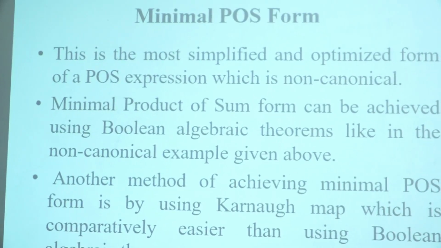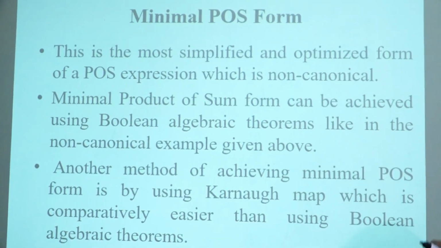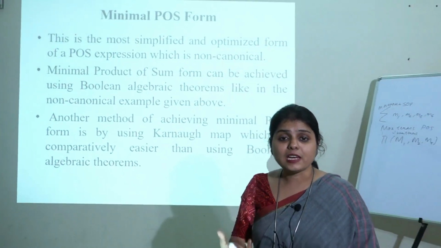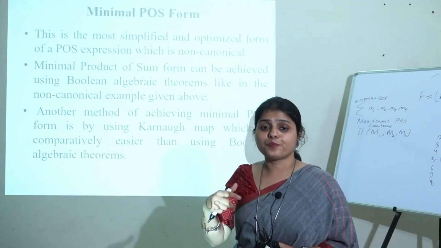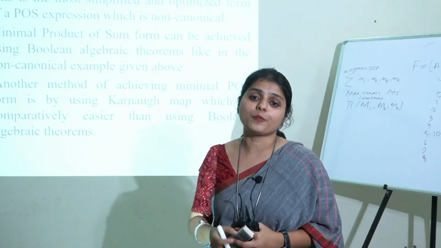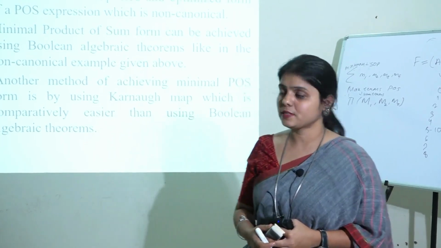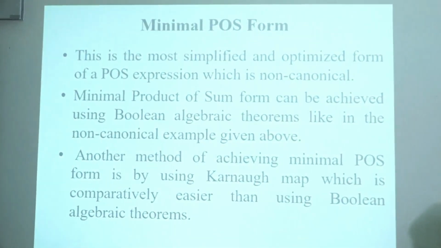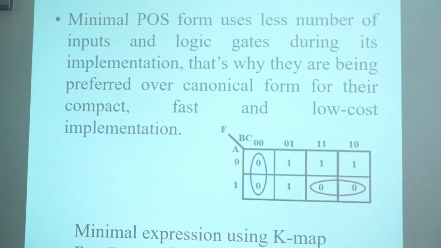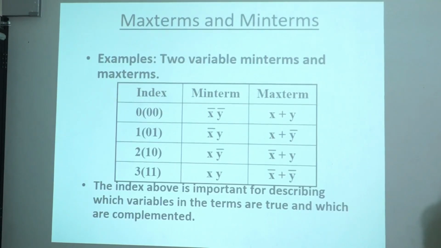Minimal POS form, the same thing again. When you want to generate compact digital circuits which process at high speeds, which take very little space, which reduce the cost because of fewer components used, we have to reduce those particular expressions using K-maps. Okay, next. Yeah, so this in short.